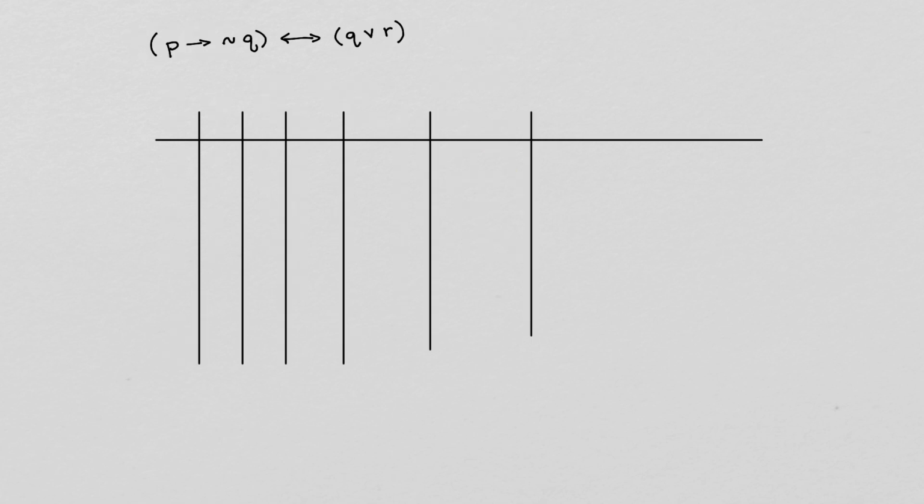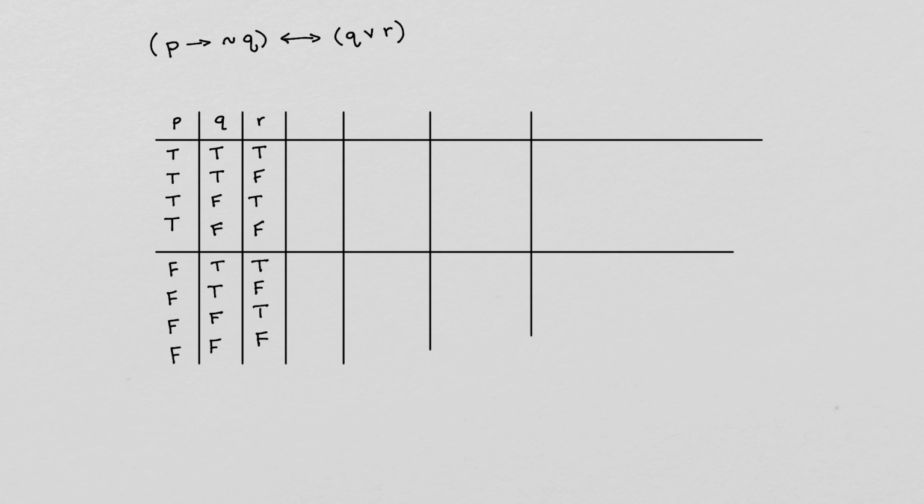Okay, now I have 3 variables. So my statement is if P, then not Q, if and only if Q or R. So that's a lot. You just want to look at it step by step. So I have my variables P, Q, and R, and I'm going to fill in those truth values real quick. Okay, so now I've filled in my trues and falses, and I put a little line in there just to help keep everything in alignment.